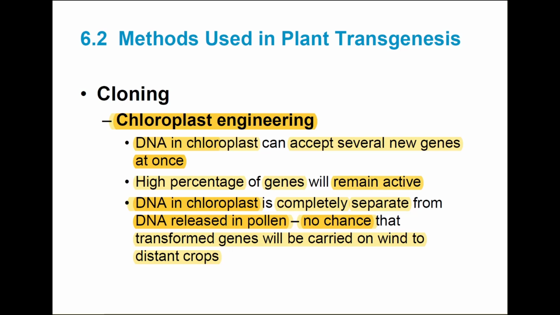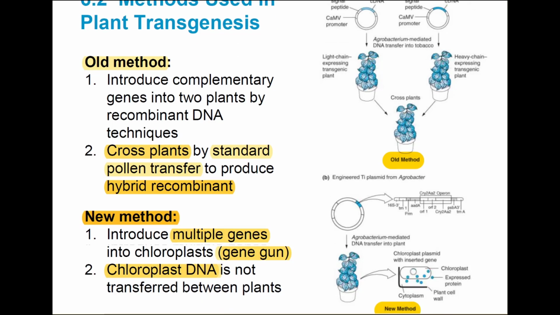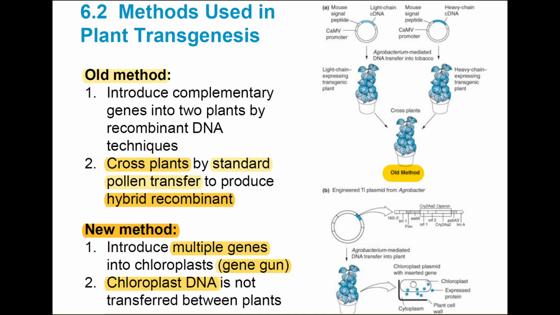Transgenics. This is some mouse signal peptide, light chain cDNA, and heavy chain, and you cross these plants and you end up with something that now produces whatever it is that you want. So they introduced complementary genes into plants by recombinant DNA, such as gene gun or agrobacterium, and cross plants by standard pollen transfer method, just like Gregor Mendel. People go around with a little brush and they snip anthers, or the male pollen-producing portions of the plant, off of the recipient acre.